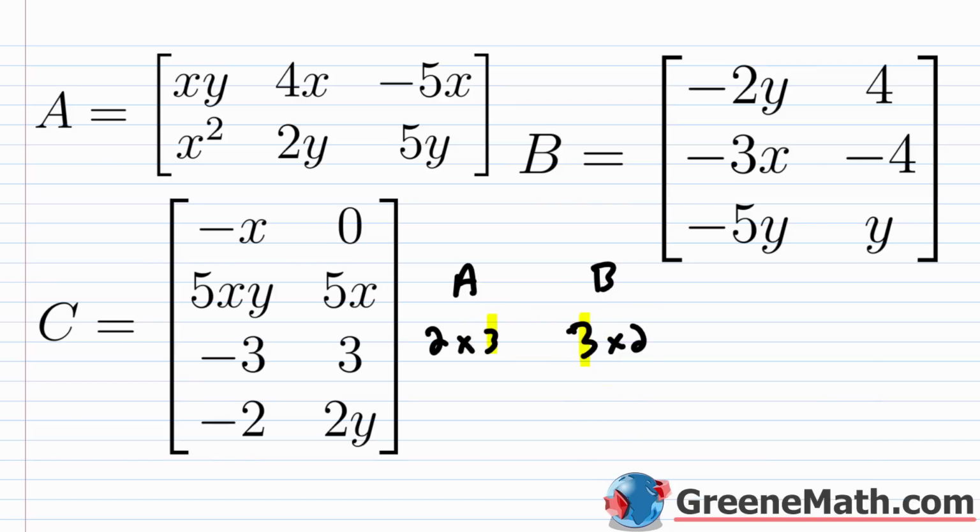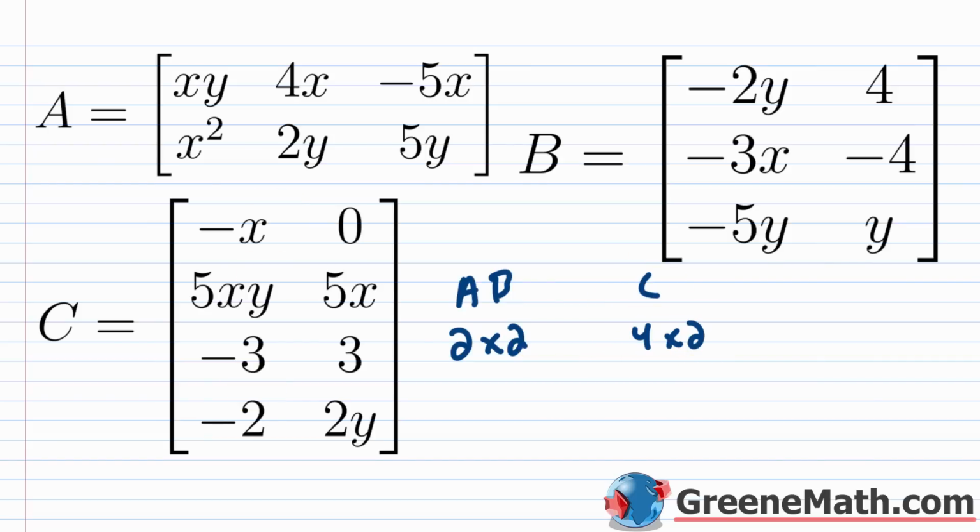Because again, you're working with rows from this by columns from this. So your product matrix AB is going to be a 2 by 2. So let me write that out. So AB is a 2 by 2. What about this matrix C? Well, this is a 4 by 2. Does this work? No. This is a 2 and this is a 4. So those do not match. So this product ABC is not going to exist.